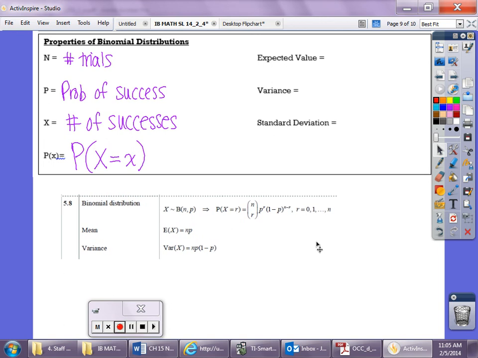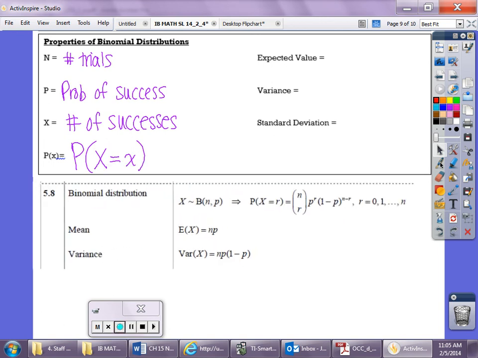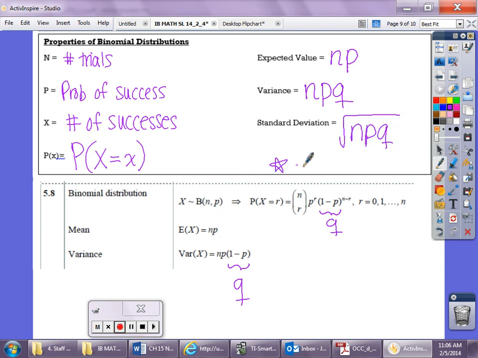So remember that this is what you'll be given, and this here is just q, and this here is just q. So the expected value, which is the same as the mean, you'll just do the number of trials multiplied by the probability of a success. The variance then is the number of trials multiplied by the probability of success multiplied by the probability of a failure, and then the standard deviation is the square root of variance, which is the square root of npq. Remember that q is equal to 1 minus p, and that's why they're trying to give you the formula without the q. It gives you one less variable to memorize, okay?